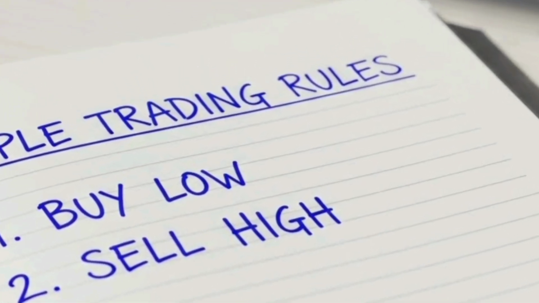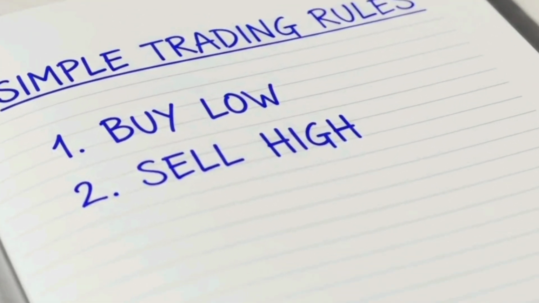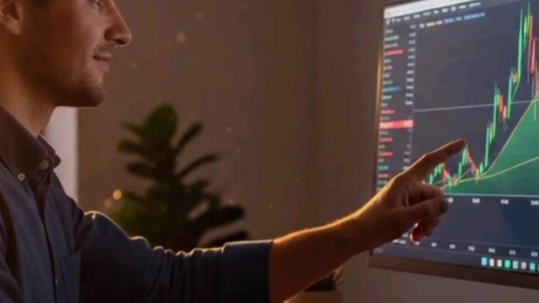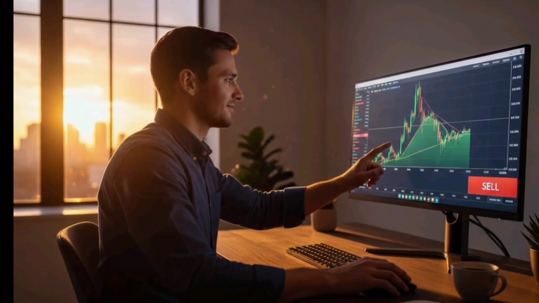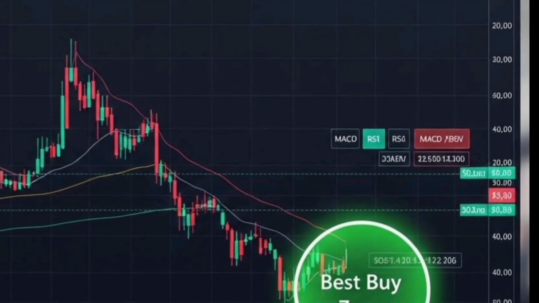Now let's connect this to real trading psychology. When prices fall, fear dominates. People sell in panic. That's exactly when discounts appear. When prices rise, greed dominates. People buy late. That's when smart traders sell. Maximum profit is not about predicting the future perfectly. It's about reacting logically to price movements and discounts.